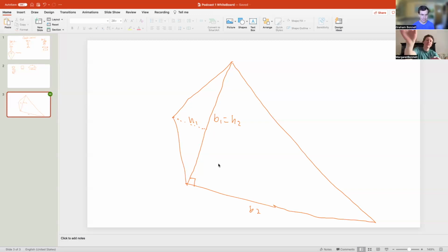All right, so yeah. And the rest of this problem is easy. You just do 1/2 base times height, you do it twice, and then you add everything together. Blah, blah, blah. We're done. All right, let's move on to some 3D shapes.